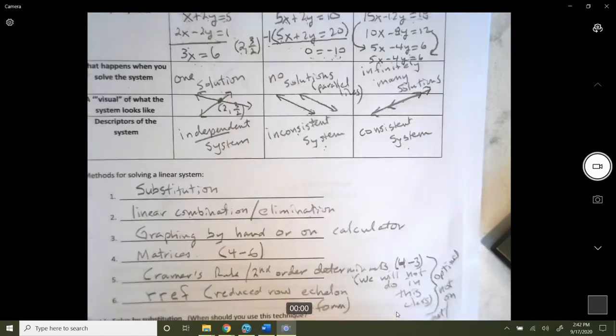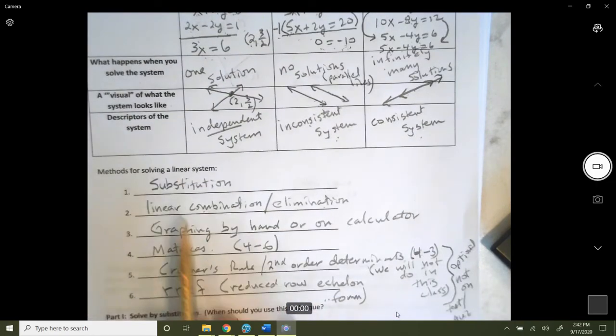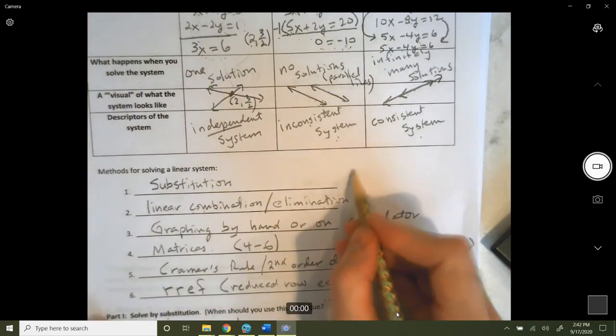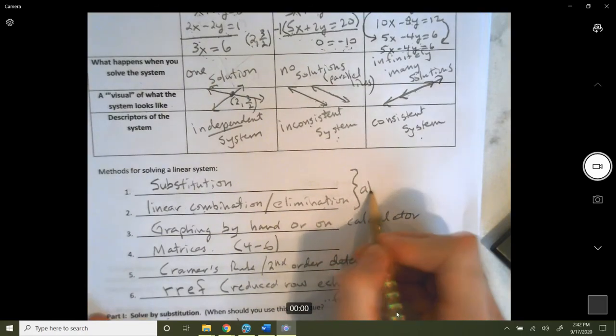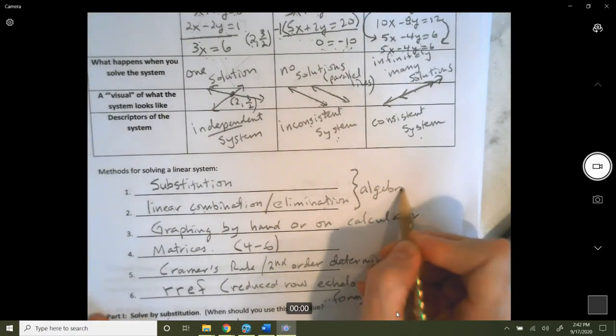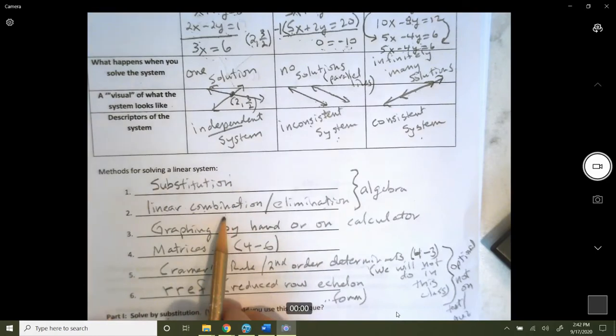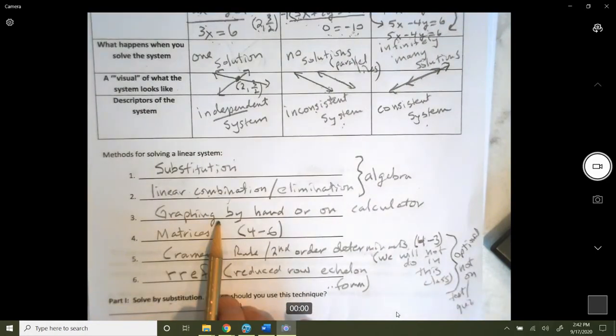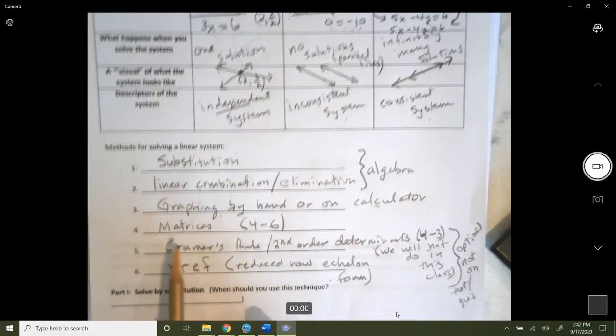Okay, so we'll focus on the first 4, substitution and linear combination. These 2 are algebra solutions that you've probably seen before. Graphing by hand or on the calculator. You might have seen graphing by hand. We'll show you graphing on the calculator. And then matrices.